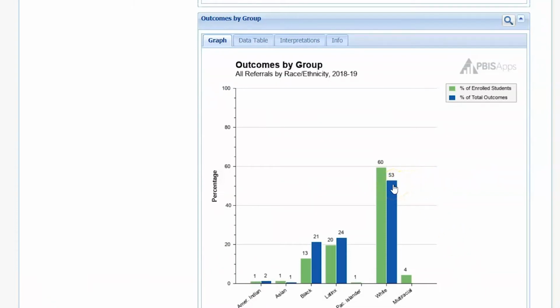On the graph again, SWIS rounds those percentages off. The graph shows us about 53% of all referrals were given to students who identify as white. 24% were given to students who identify as Hispanic Latinx, and about 21% of all the referrals were given to students who identify as black.